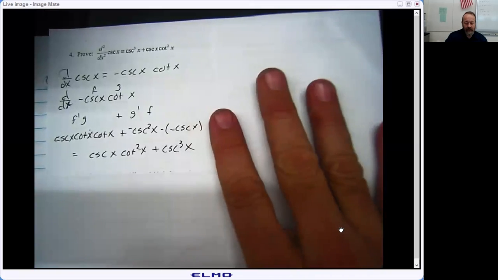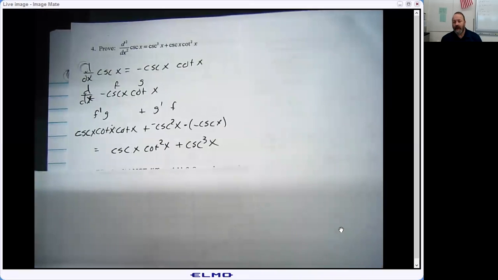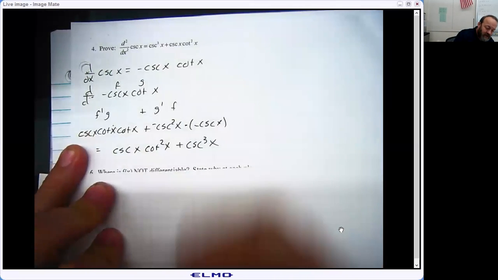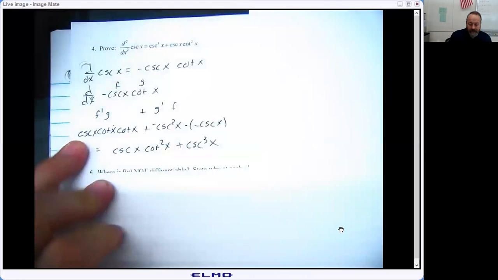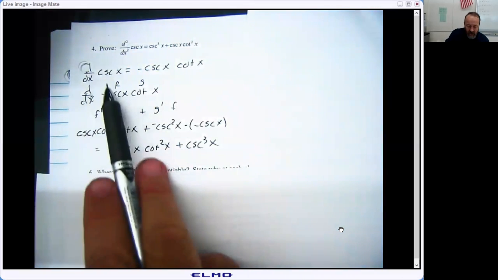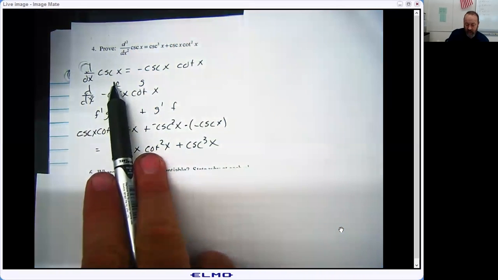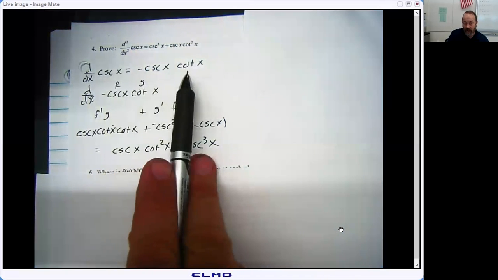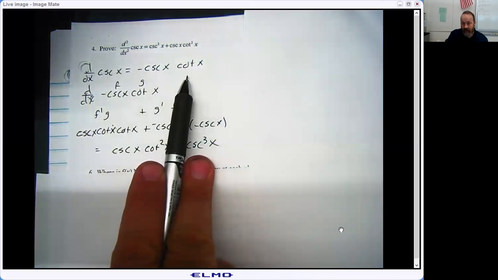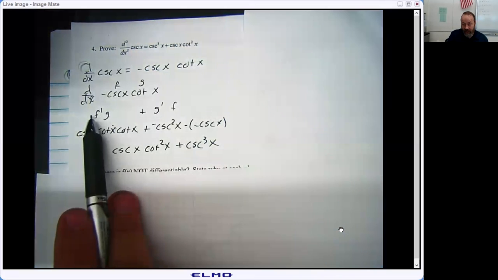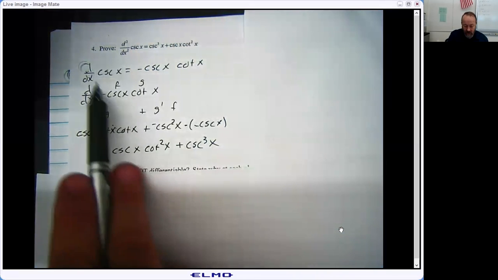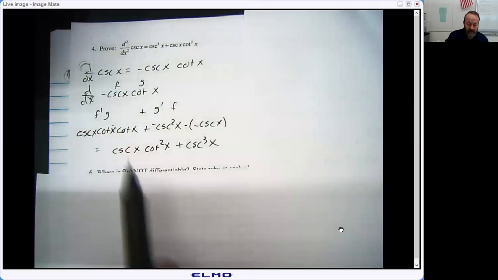Now, this is a cool little problem because we are going to prove something, which is nice because if you ever want to prove something, it means you already know what it is that you're trying to prove. So I started with the derivative of the cosecant, which is negative cosecant cotangent. And then I needed to take the derivative of that, because if I took the derivative of the derivative, that would be the second derivative.